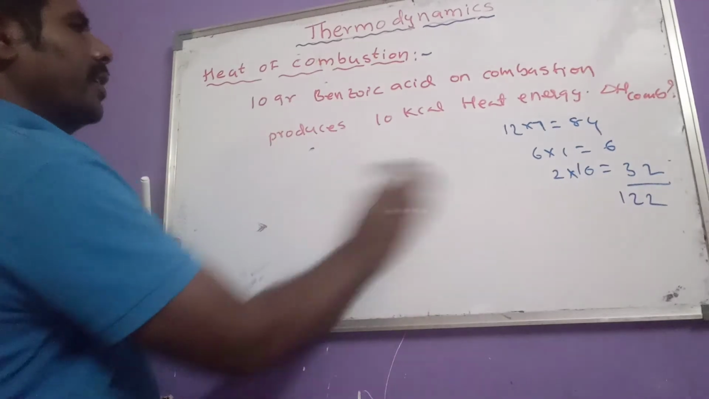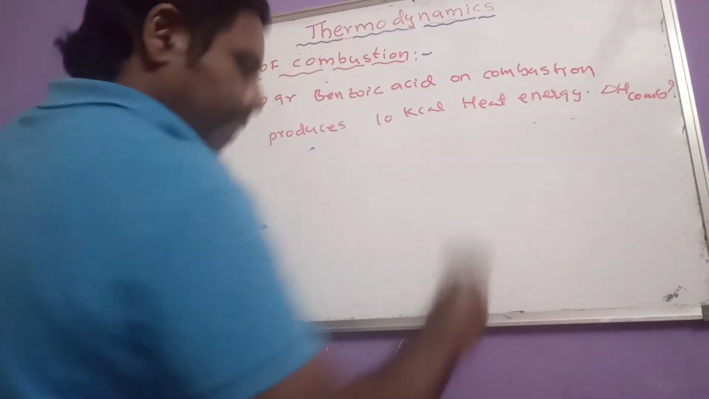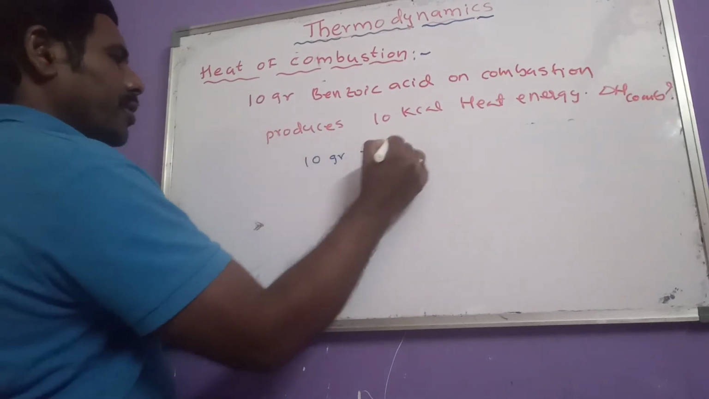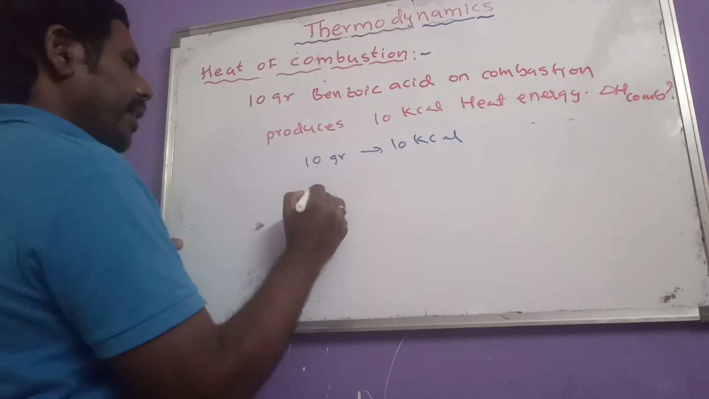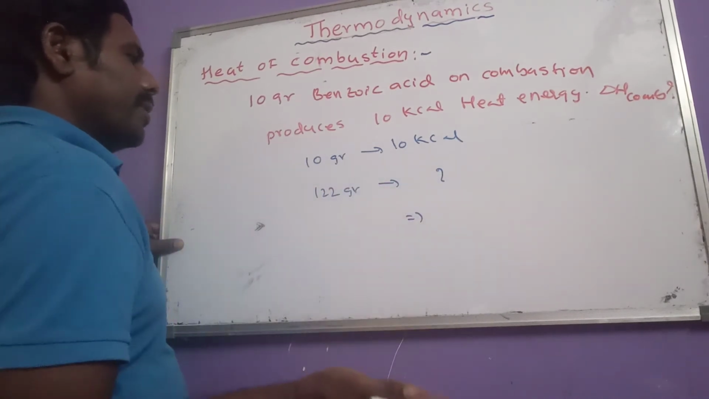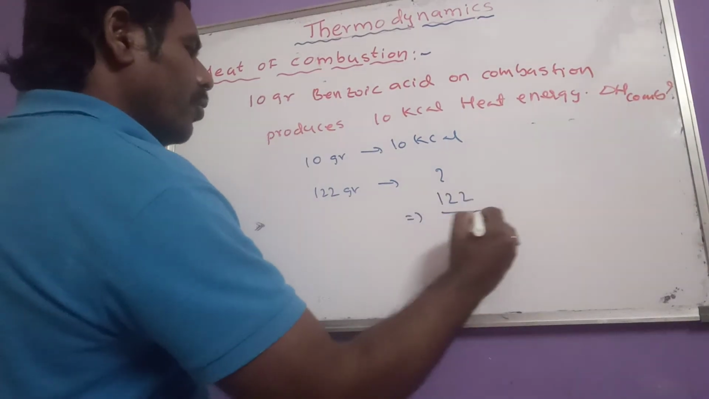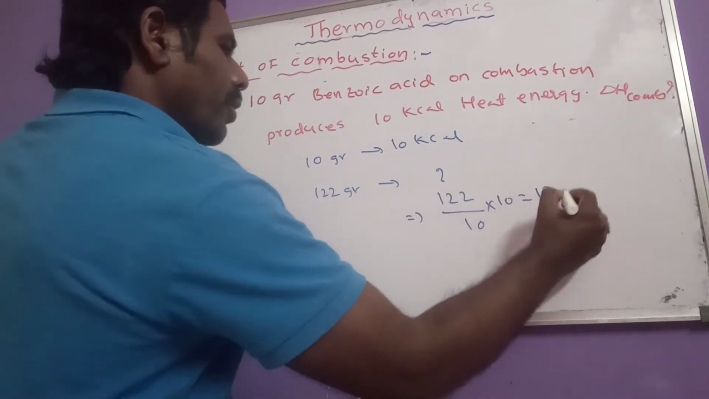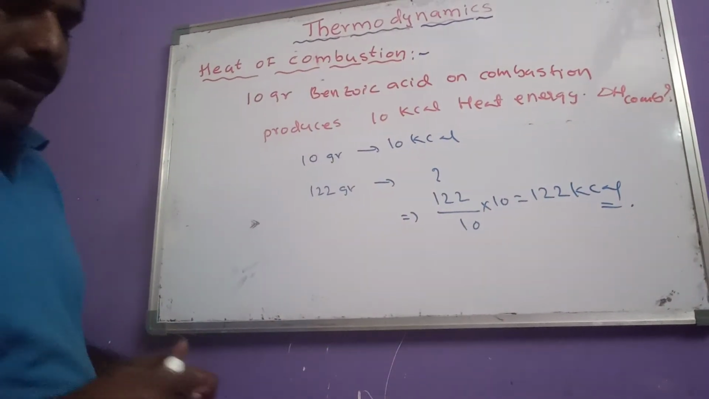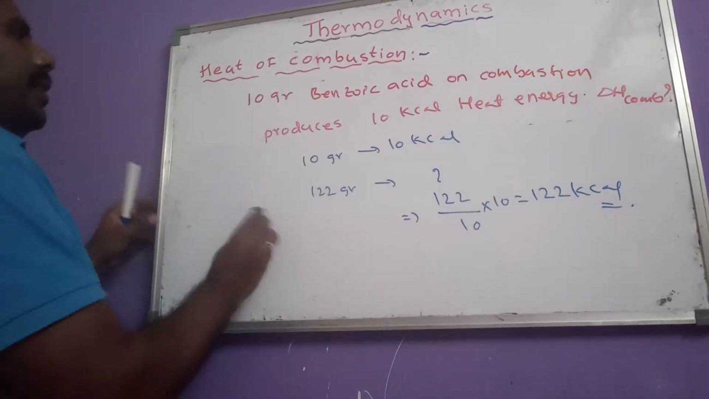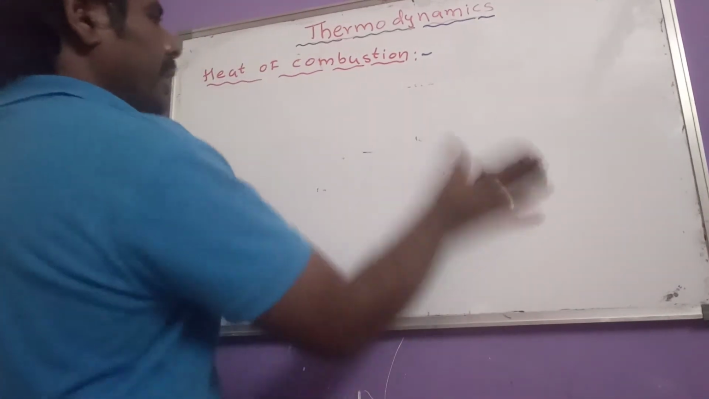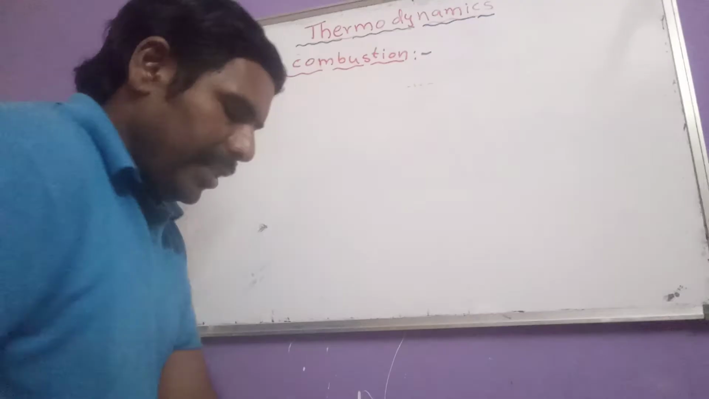Now let us go for this problem here. 10 grams produces 10 kilocalories. Therefore, 122 grams produce how many kilocalories? So now here, 122 by 10 into 10. So we get 122 kilocalories. So this is the heat of combustion of which one? Benzoic acid. Okay, now let us see another question related to heat of combustion.